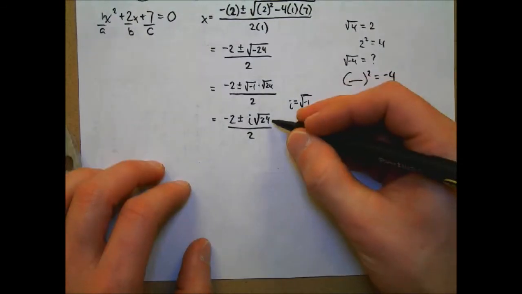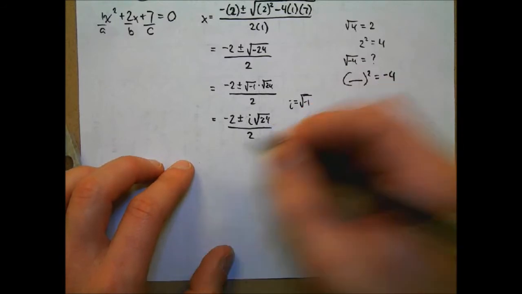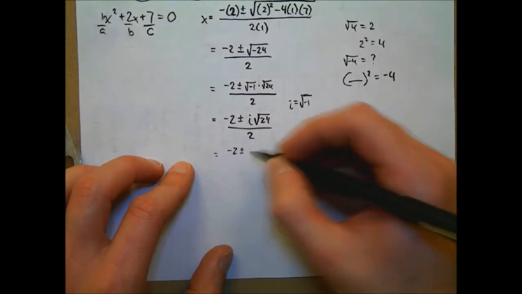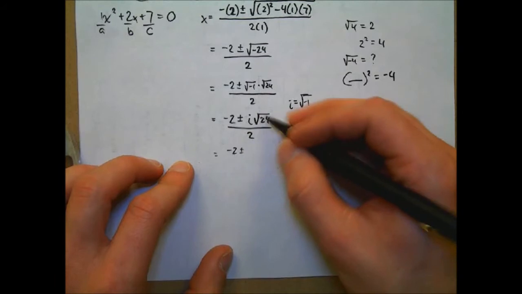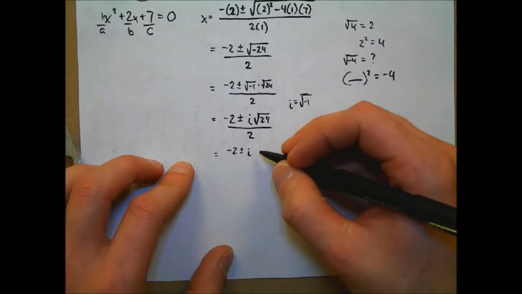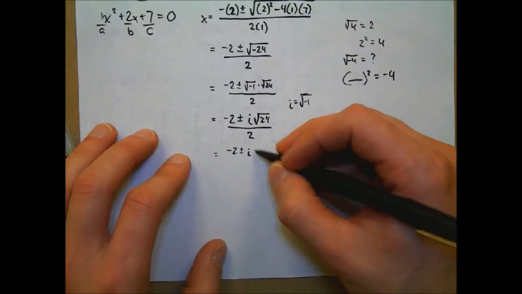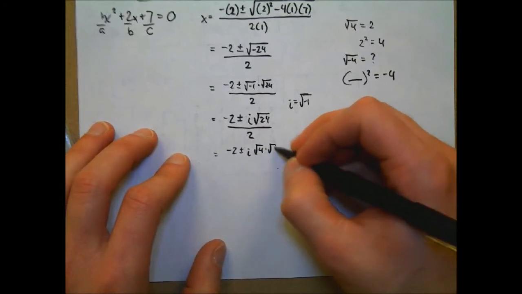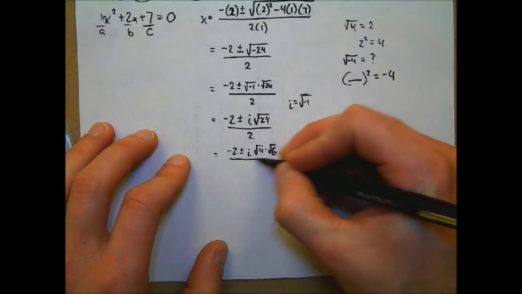So the i is still there in front. Well, the square root of 4 and square root of 6. What is the square root of 4? 2. So it's going to be i2, or I'm going to make it actually just 2i and then square root of 6 like that, all over 2. Okay, so far so good.